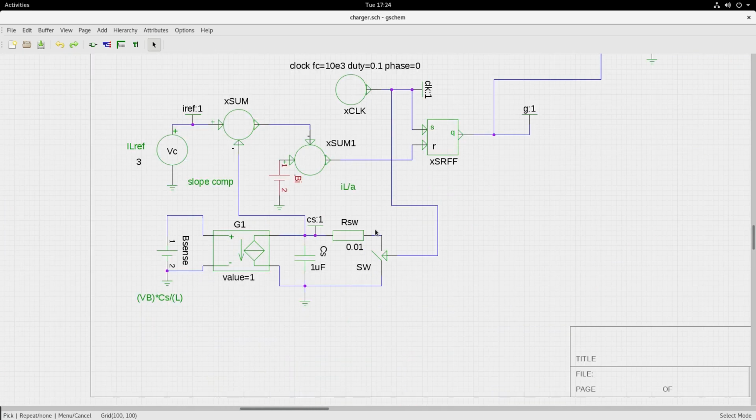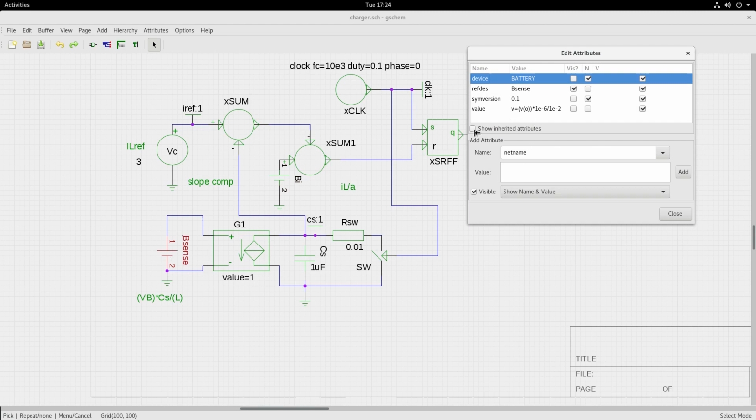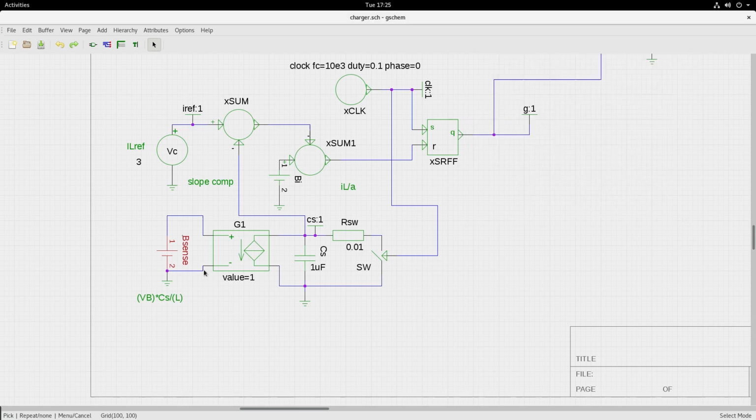Then if you go to the slope compensation part, here I have a B source, and from this B source I am getting a voltage equivalent of V0 by L. L is 10 millihenry. This 1 microfarad is coming because of this. VB into CS by L. So that is the formula that I have used, that we have discussed. So inductor value is 10 millihenry, that's what I have used. Now this voltage will drive this voltage controlled current source. So there will be a current coming out through this, and it will be charging up this capacitor.